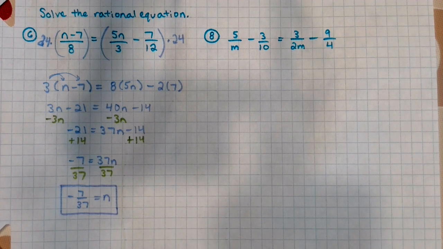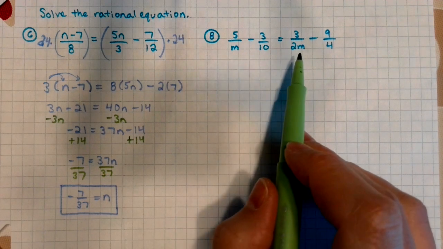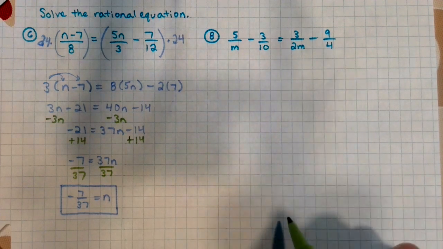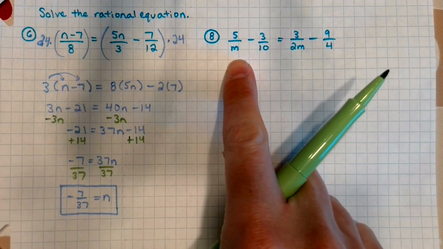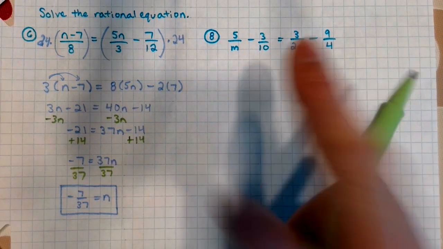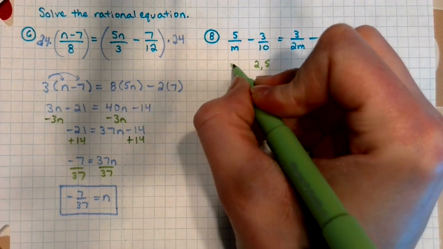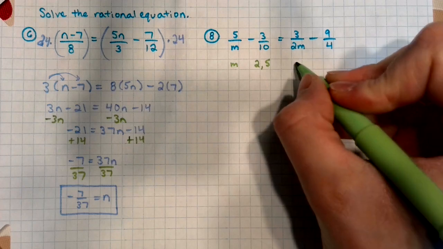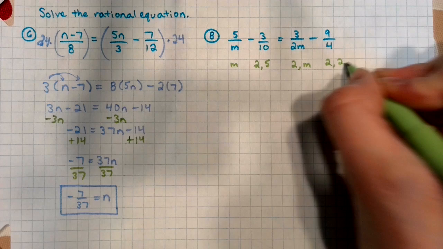For number 8 now, this one's a little bit more complicated because we have some variables on the bottom of each of our rational expressions. So first we have to figure out the least common denominator between m, 10, 2m, and 4. If we take a look at each of these factors, m is its own factor. 10 breaks down into 2 and 5. 2m has factors of 2 and m, and 4 breaks down into 2 and 2.